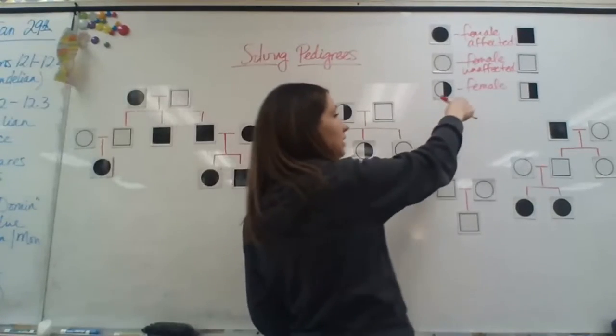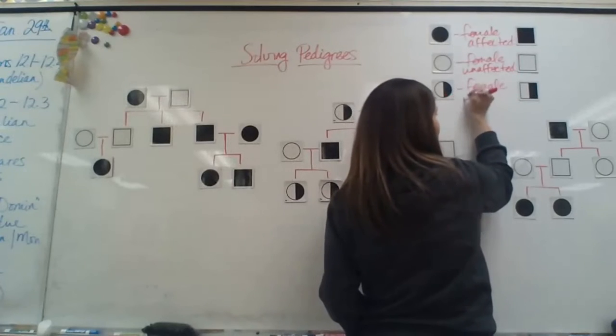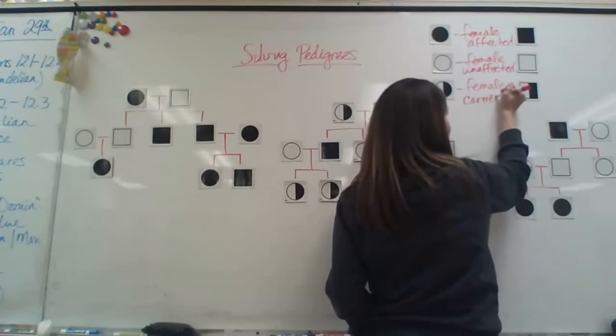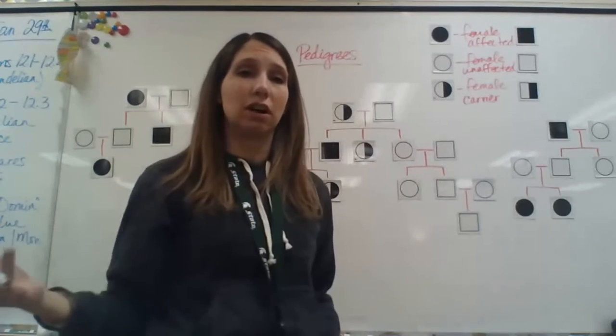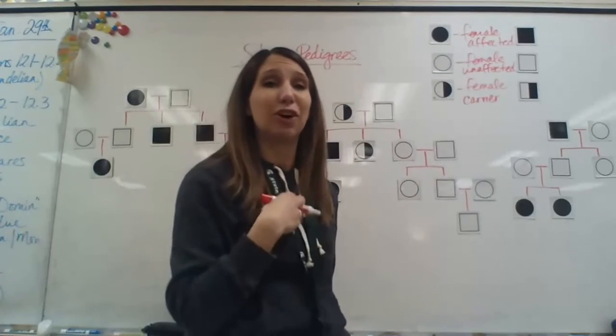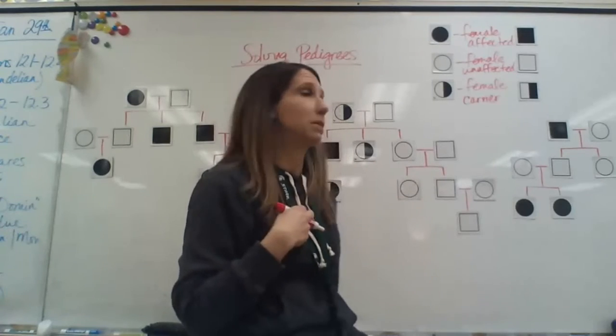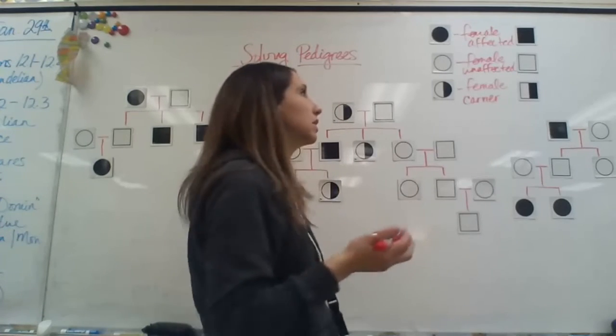And then for a female that's half filled in, we say that she is a carrier, meaning she has the allele, but she doesn't necessarily show it. She can pass it on to her offspring, but she doesn't express it in her own phenotype, all right? A lot of times that means we don't even know that it's present, okay?